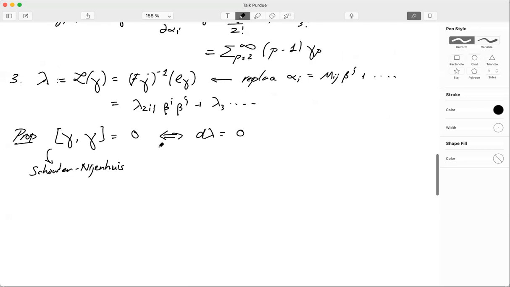And this is something elementary. You can just check using the formulas that I wrote. And now there's some generalization. So now suppose the gamma instead has a degree 1 term. So it has a gamma 1 i alpha i plus gamma 2 ij alpha i alpha j.